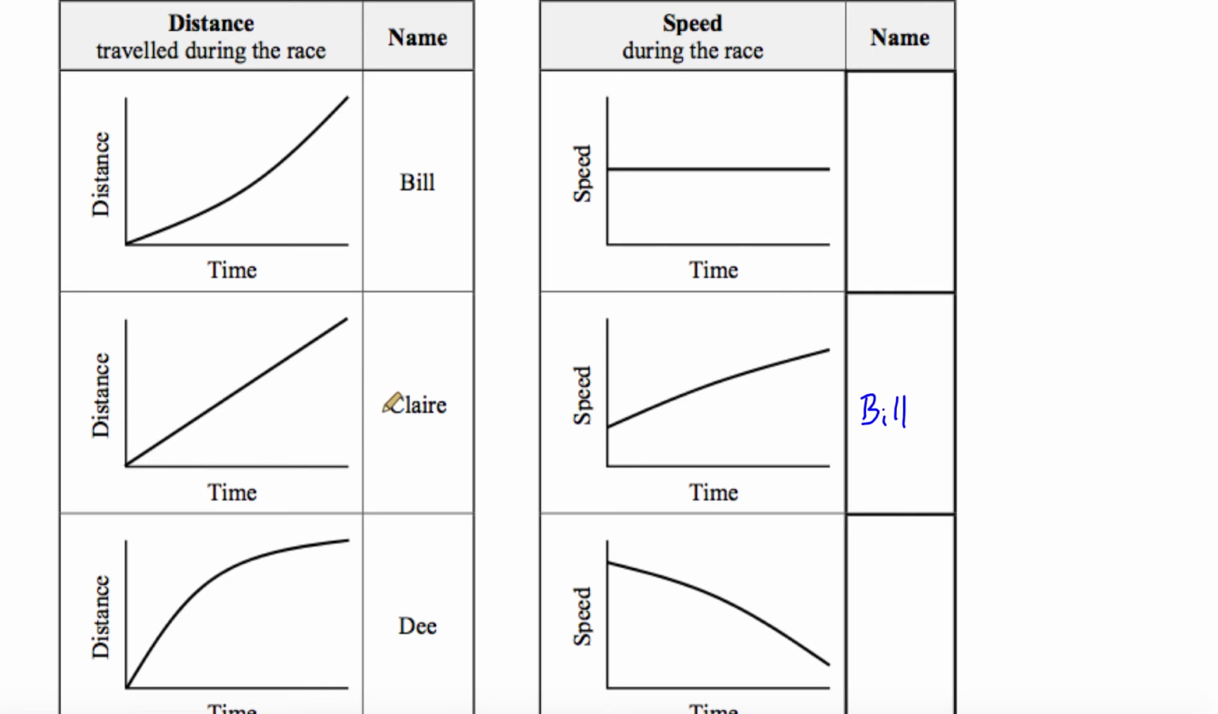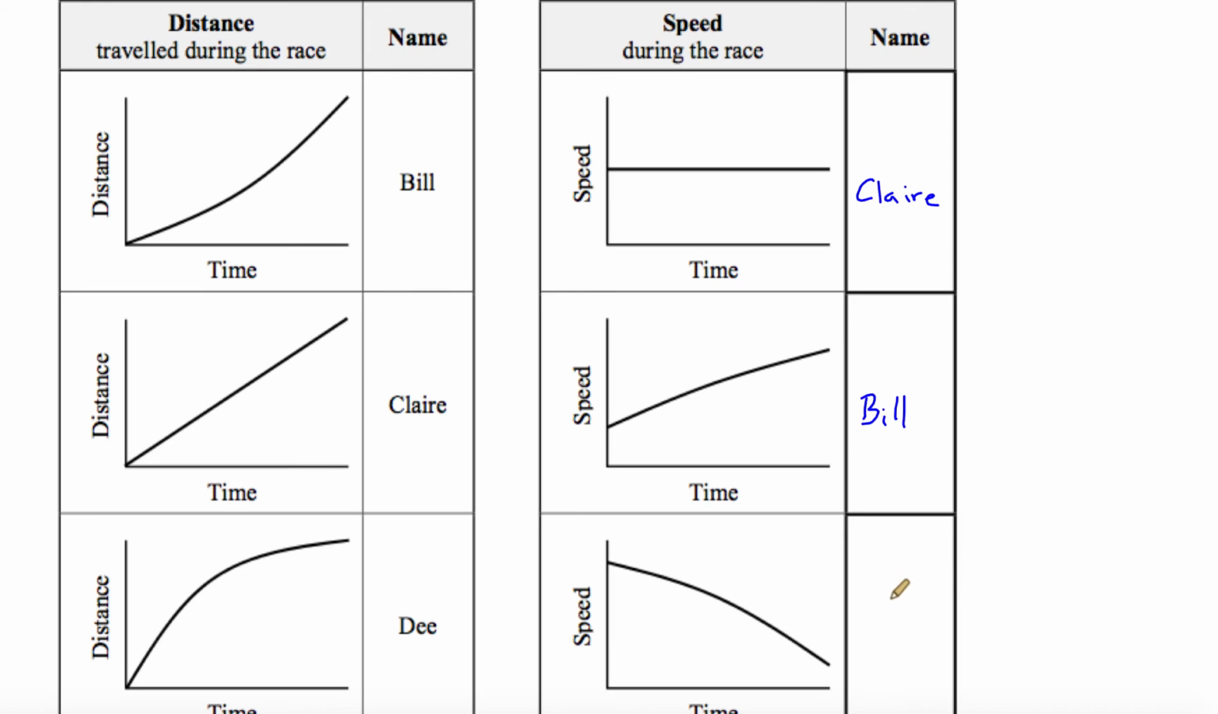Okay, so if we look at Claire's distance time graph, we can see that as time goes by, Claire's distance is changing at the same rate. It's a linear relationship, a straight line. So if her distance is changing at a linear rate in relation to her time, it means her speed is constant, her speed is not changing. So that would be this first graph here. You can see as time goes by, her speed is remaining constant. So this would be Claire's speed time graph.